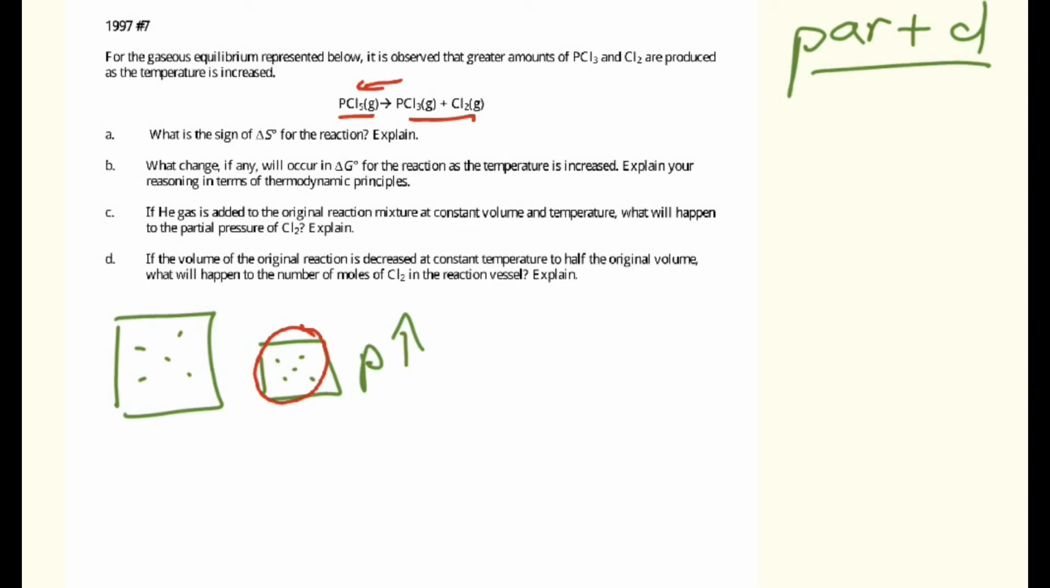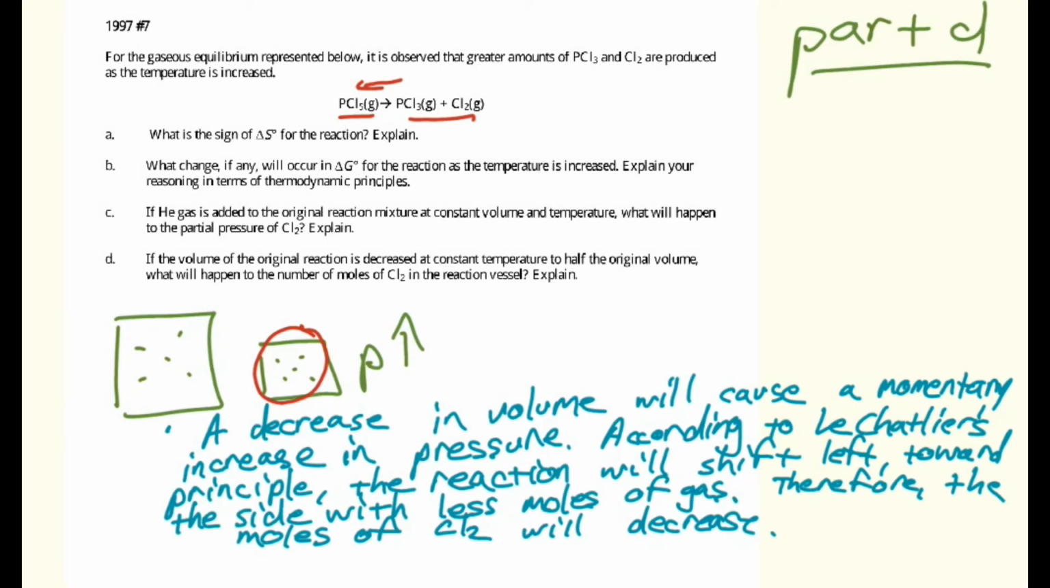So let's try to come up with an explanation. Alright, so here's my explanation. A decrease in volume will cause a momentary increase in pressure. According to Le Chatelier's principle, the reaction will shift left toward the side with less moles of gas. Therefore, the moles of chlorine will decrease.